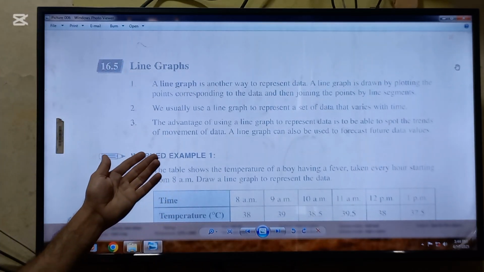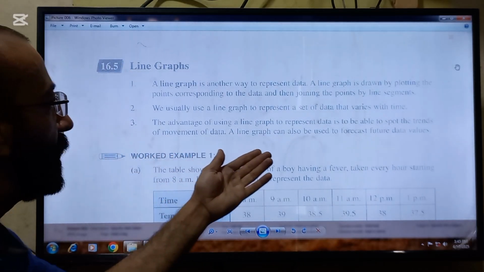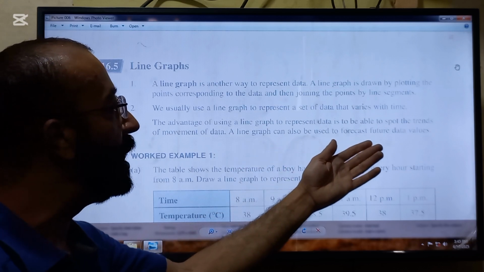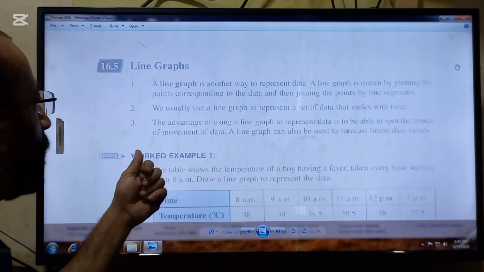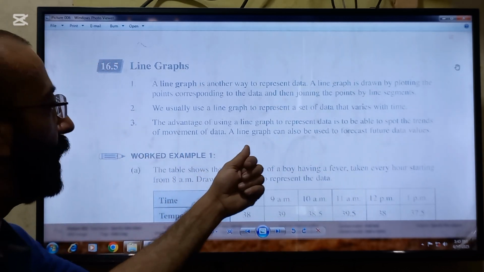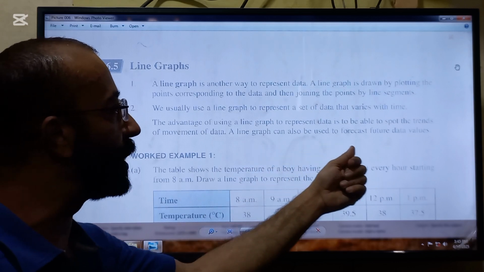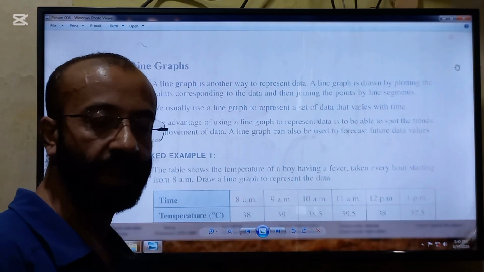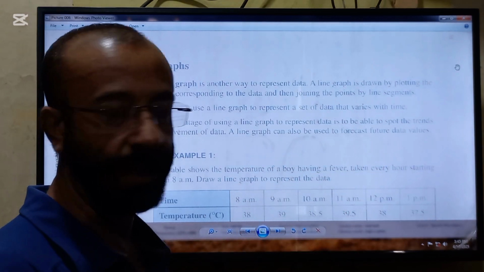The last point is, the advantage of using a line graph to represent data is being able to spot the trends of the movement of the data. A line graph can also be used to forecast future data values. So this is the advantage of the line graph.